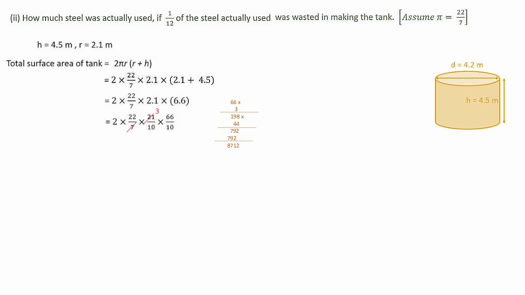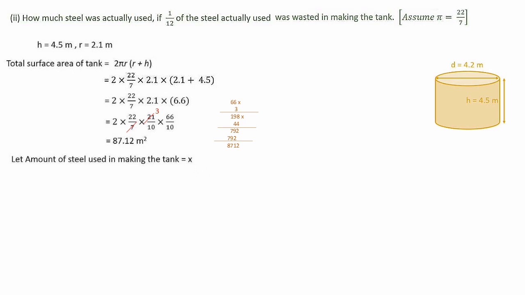So we have moved two places to the left. That is 87.12 meter square is the answer. That is the total surface area of the tank. Some conditions are given to us. By using that condition, we have to find out how much steel was actually used. So let the amount of steel used in making the tank be X.